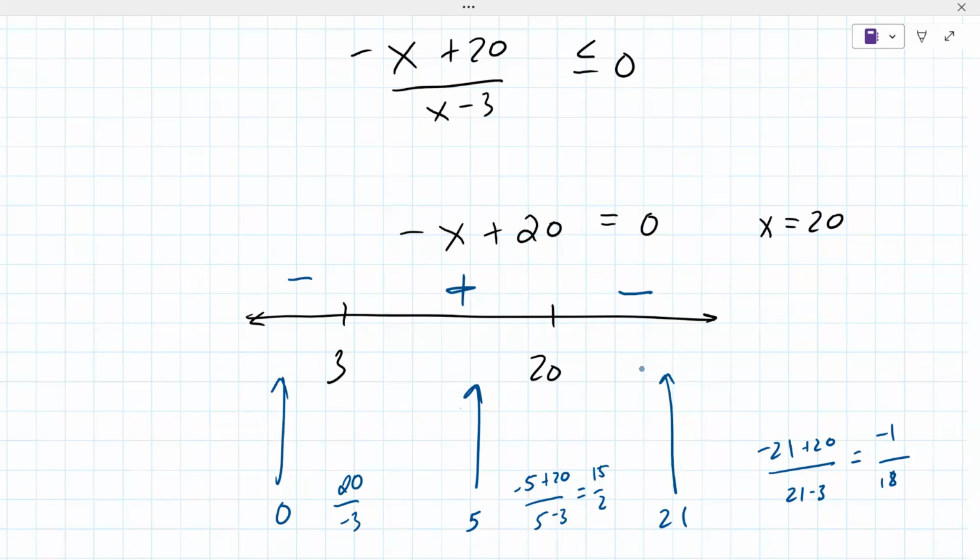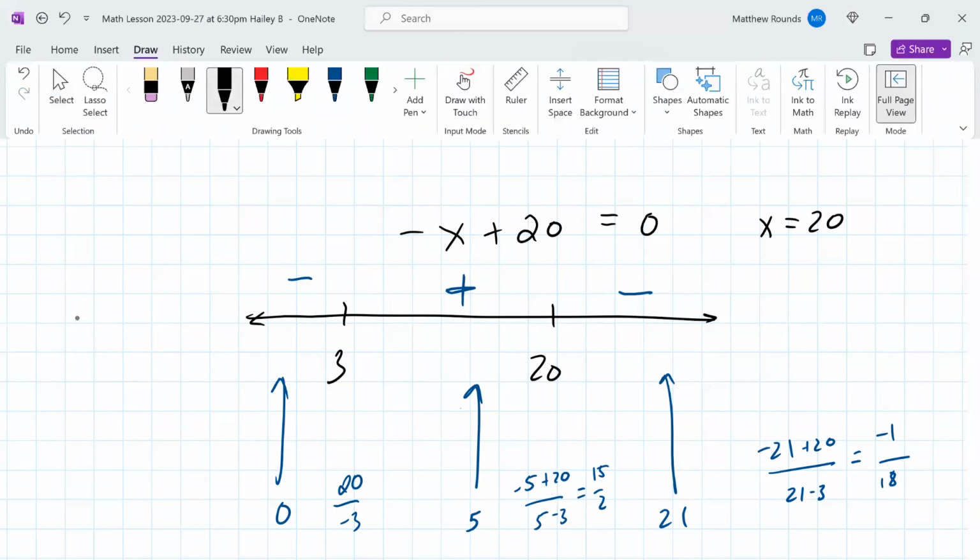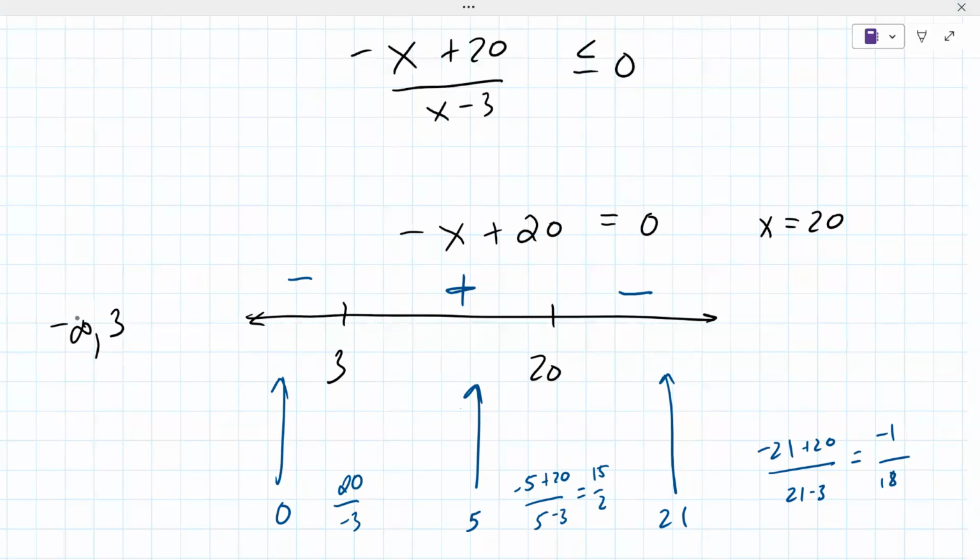And you could say, well, hey, Matthew, they've all alternated so far. That's true. Right. So just be careful. So the answer here where it's less than or equal to 0 is minus infinity to 3. And that's the first interval.